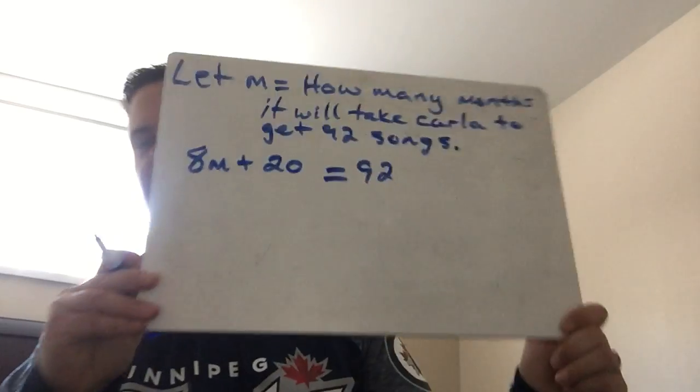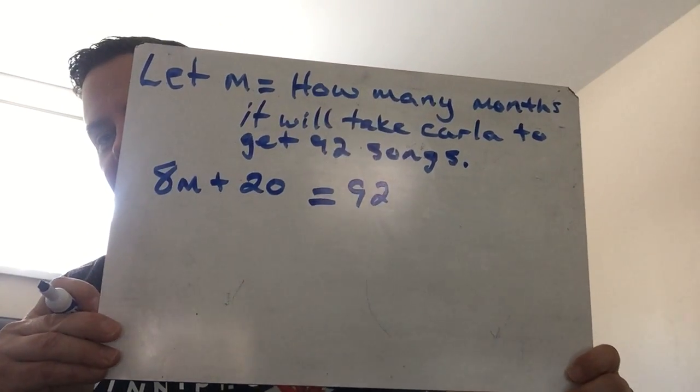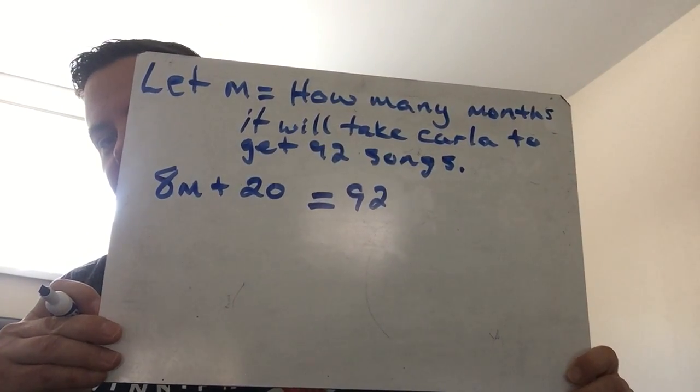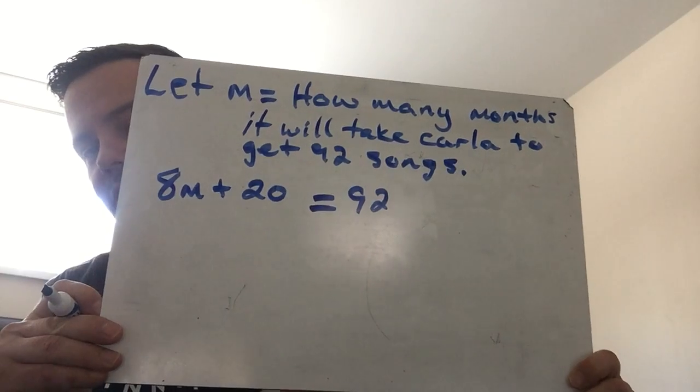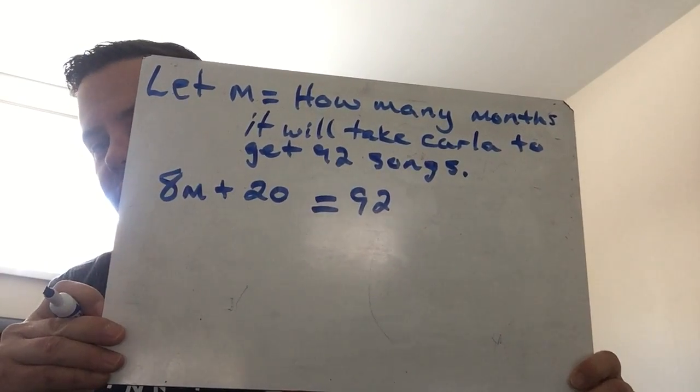So 8 songs per month plus the 20 she originally had equals her total of 92 songs. So 8 songs times the number of months plus 20, which is the amount she originally had, equals her total of 92 songs. Step 3 is rewrite and solve.